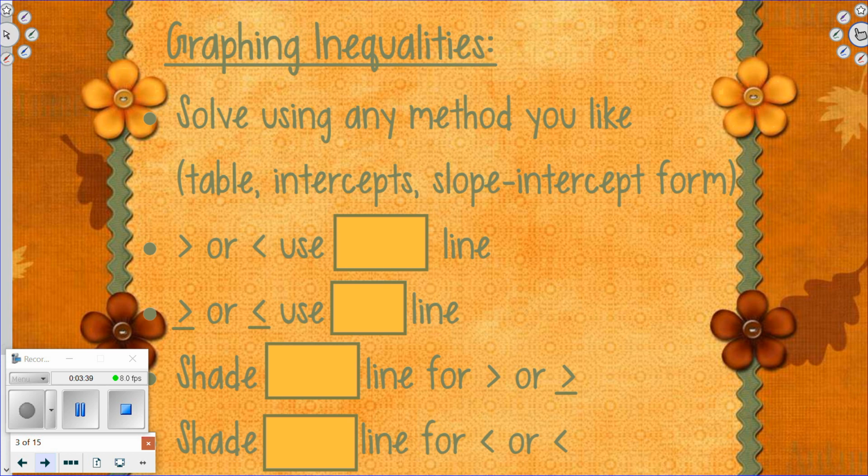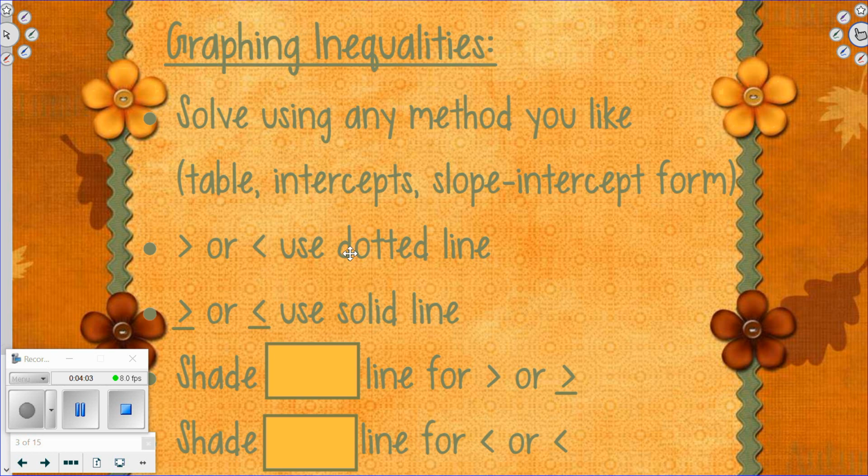All right, when you are graphing them, if it has a greater than or a less than, no equal to part under it, you're going to use a dotted line when you graph that. So instead of just drawing a regular line on that graph, it's a dotted or a dashed line. If it has the equal to part, you are going to use a solid line. Then you can just do it like normal.